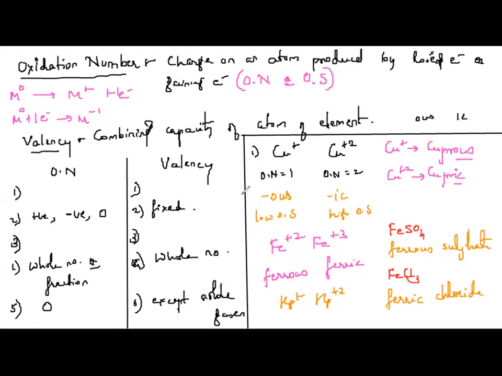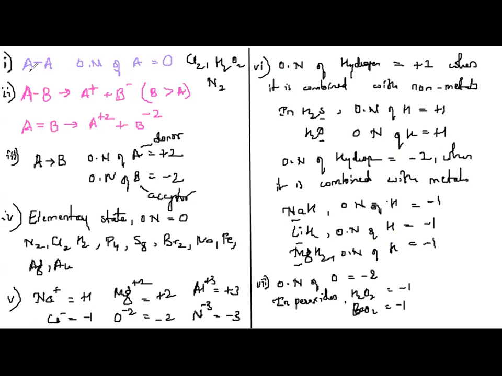If there is a covalent bond, we will go to the rules here. If there is a covalent bond between two same atoms, then the oxidation number of both atoms will be 0: Cl2 0, H2 0, O2 0, N2 0. But if the covalent bond is between two different atoms, then the more electronegative atom will have a negative oxidation number and the less electronegative atom will have a positive oxidation number.